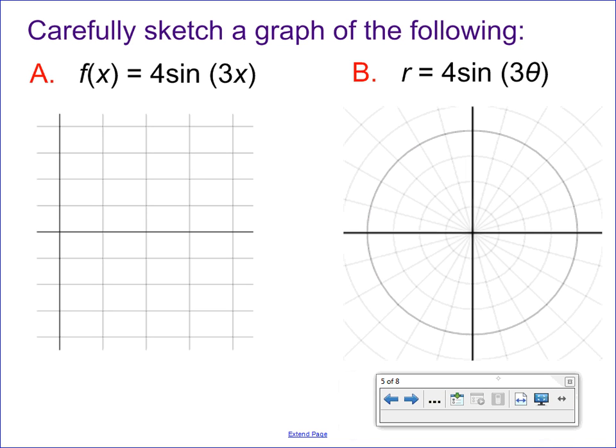So I just pulled this in from last file, but I did make a new grid for you. This is the one we didn't get to, the 4 sine of 3x. And this one we've got some more transformations going on.